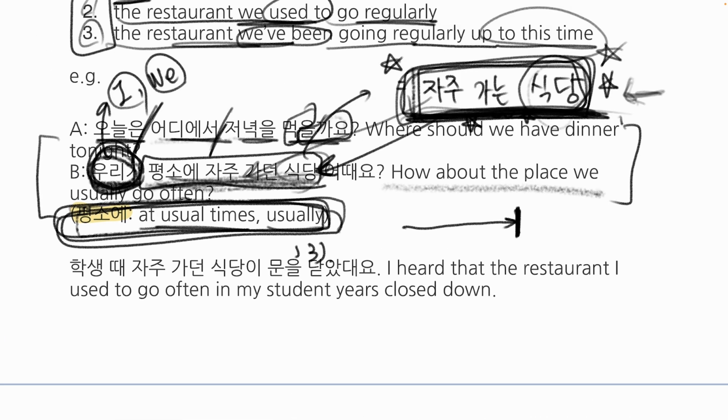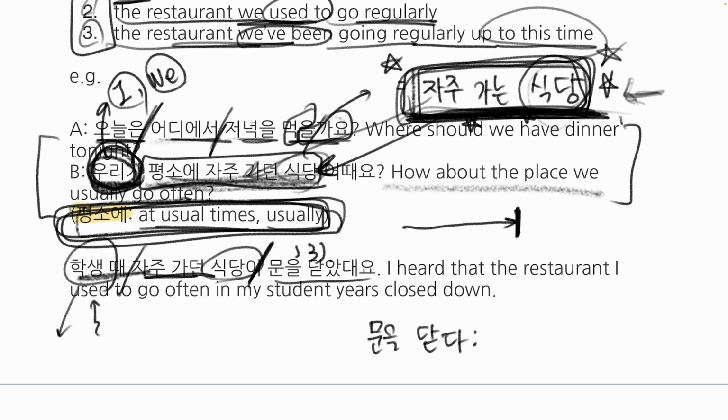And the second one, 학생 때 자주 가던 식당이 문을 닫았대요. So 문을 닫다 means to close the door but it also means for a business to shut down, for stores to go out of business. So 학생 때 refers to a specific time in the past when I was a student. 학생 때 자주 가던 식당이 문을 닫았대요. I heard that. They say that. The 식당 that I went often when I was a student closed down. So 자주 가던 식당 would have to mean the second meaning, the 식당 that I used to go often when I was a student.